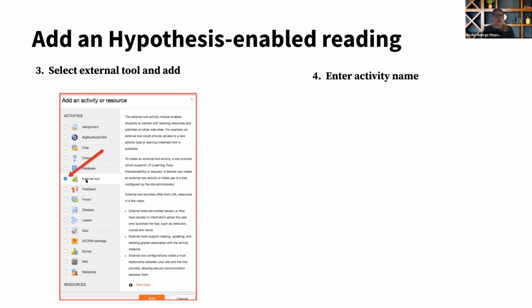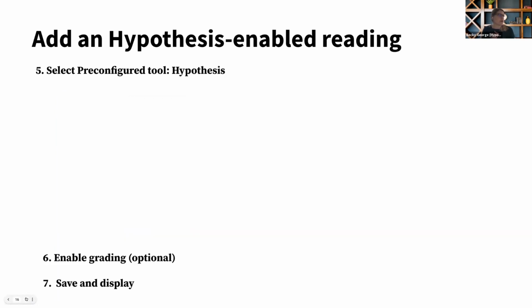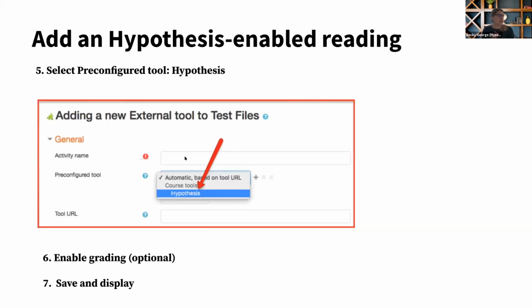Sometimes this is shaped a little differently. Sometimes you see it more of a horizontal box, sometimes more vertical, but you'll select external tool. It looks like the little green puzzle piece, if you will. Once you select external tool, it will prompt you to enter an activity name here. That would just be whatever the name of your reading is, or whatever you wanted the activity to be named.